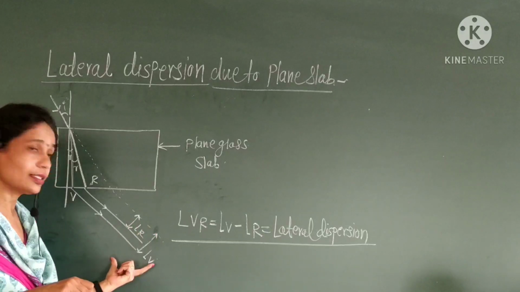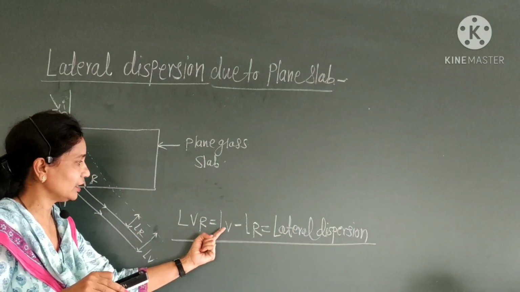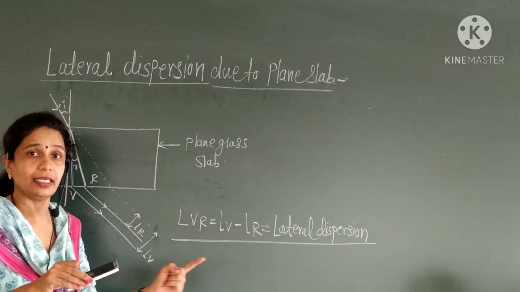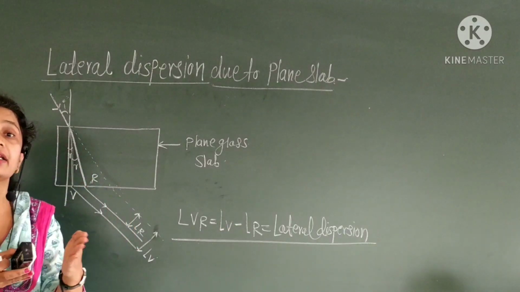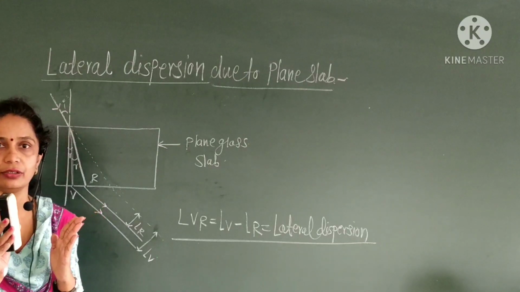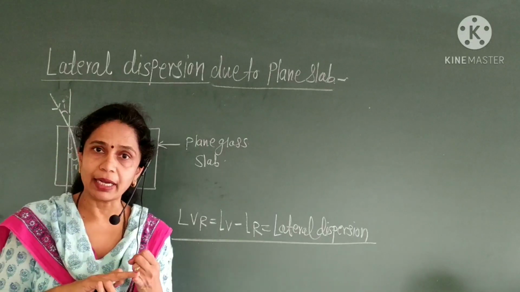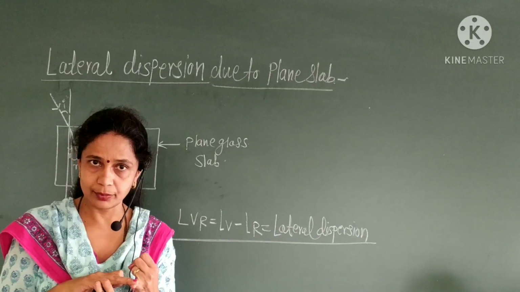Okay? Then this is the main point. Formula for lateral dispersion is LVR is equal to LV minus LR. The incident ray and the emergent rays are parallel to each other. Therefore, in this topic, first we have seen what we mean by dispersion.